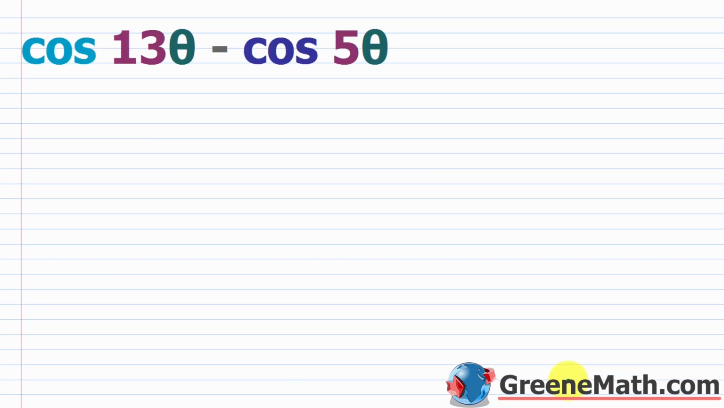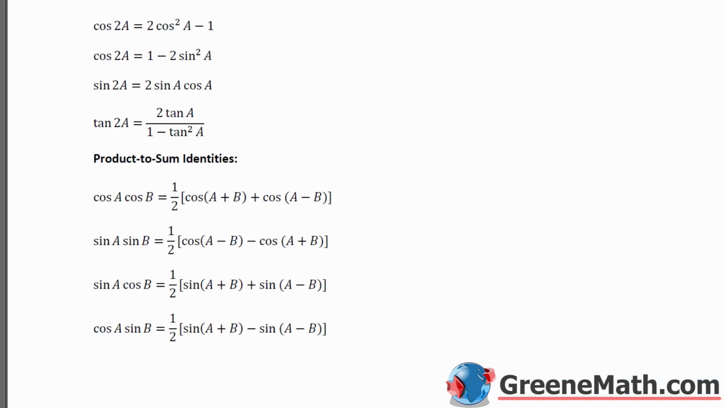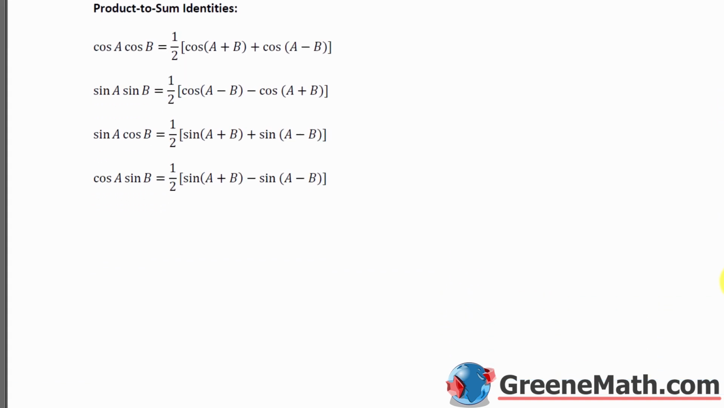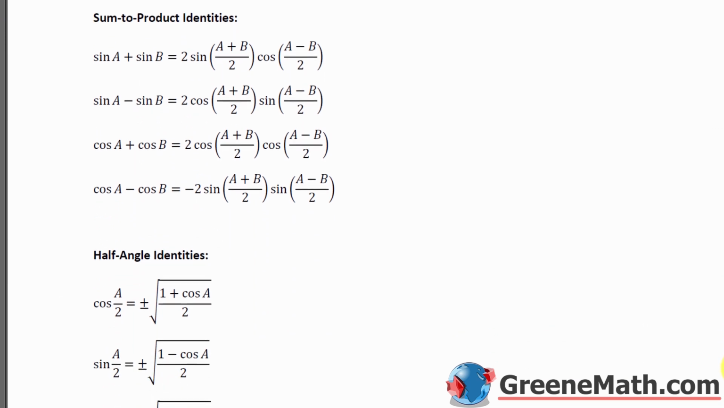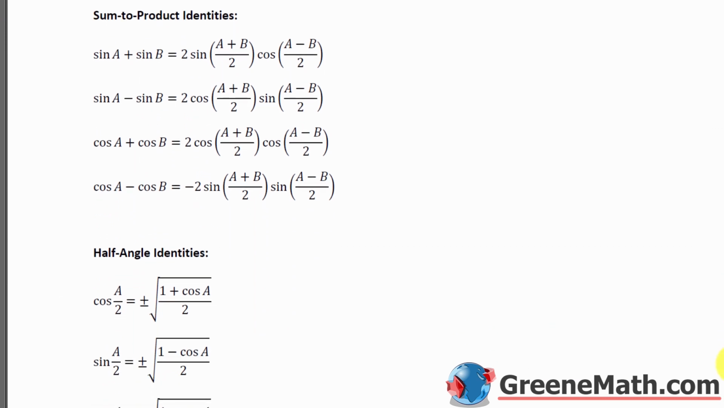Okay, let's look at an example of what we call a sum to product. Here we're just going to be asked to simplify. So you have the cosine of 13 theta minus the cosine of 5 theta. We want to change this into a product. So let's go back and look down here at the sum to product identities. We have the half angle identities too, but we'll get to that in the next lesson.